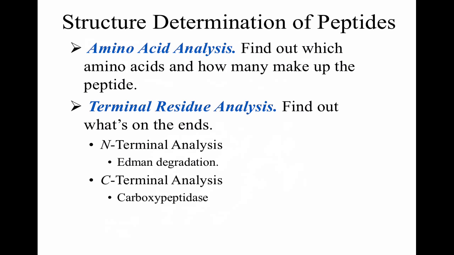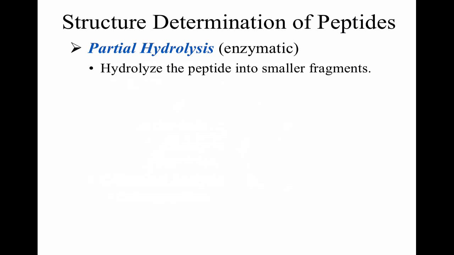Terminal residue analysis, Gabriella figured out what was on the N terminus and what was on the C terminus. But now Aubrey has to figure out what's in between and how it's connected together. And that's the tough part. That's really difficult. And the way that we do this is by what's called partial hydrolysis.